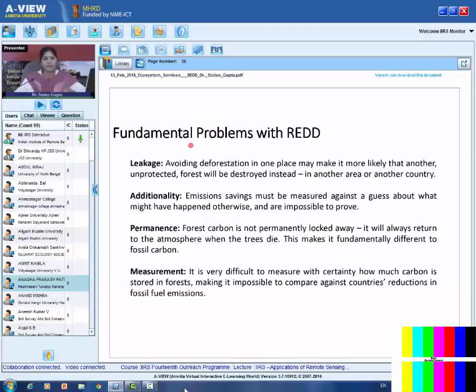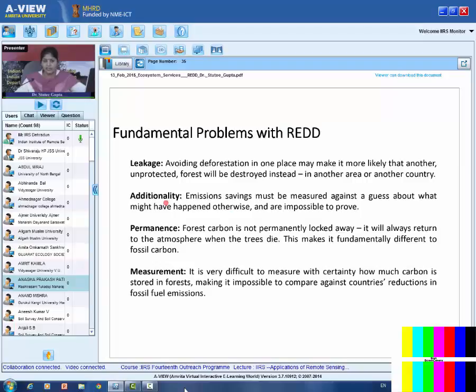But again, nothing is free from problems, as we see here also. In REDD, there are certain problems, for example leakage, additionality, permanence, and measurement. Leakage is like if a country is protecting a forest somewhere, and an equal amount of forest is lost somewhere else, it becomes a leakage. Then they cannot claim that overall they are protecting a forest. The basic definition says avoiding deforestation in one place may make it more likely that another unprotected forest will be destroyed instead in another area or another country. Some countries will fulfill their timber requirement by importing wood from other countries, while protecting their own forests. If these kinds of leakages are there, then we cannot claim that they are complying.